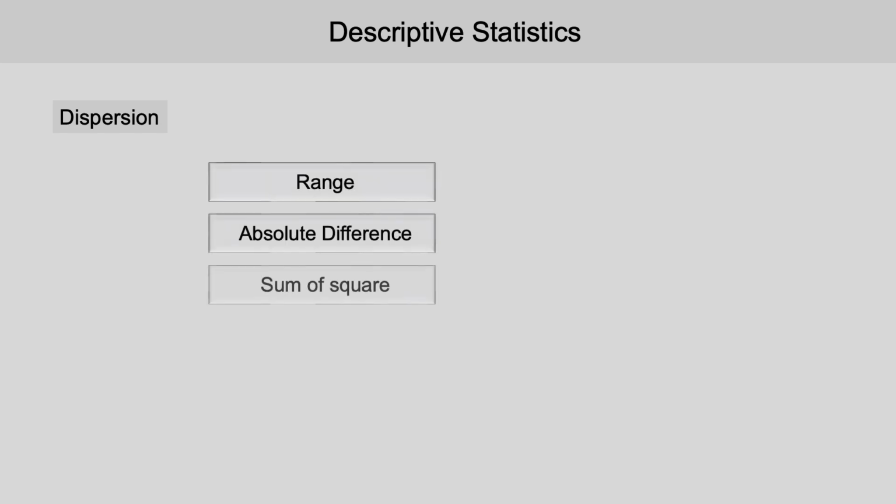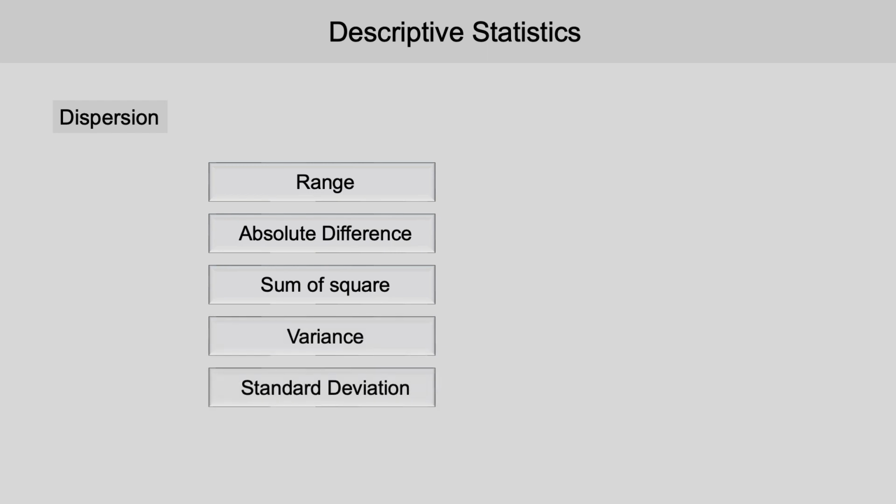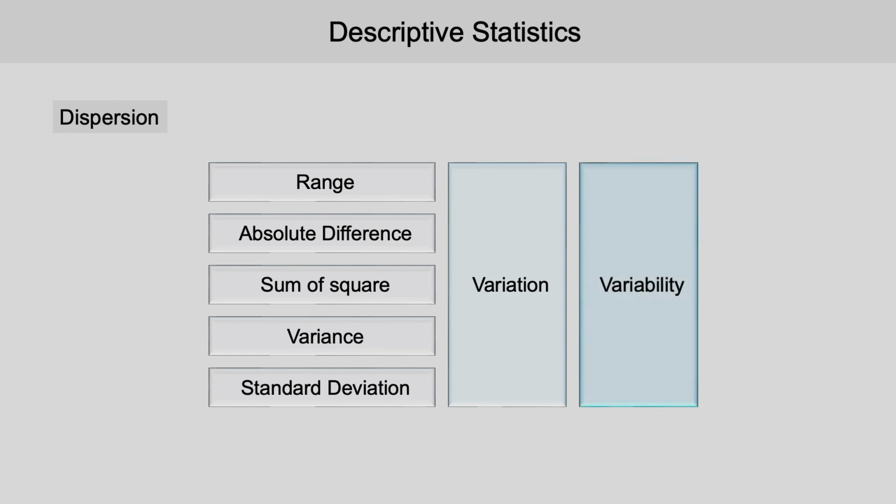In summary, there are 5 methods to measure the degree of dispersion. They are range, absolute difference, sum of squares, variance, and standard deviation, and these are also methods to assess the magnitude of variation. Variation implies the extent of variability, and variability is a general term for phenomena that cannot produce identical results.